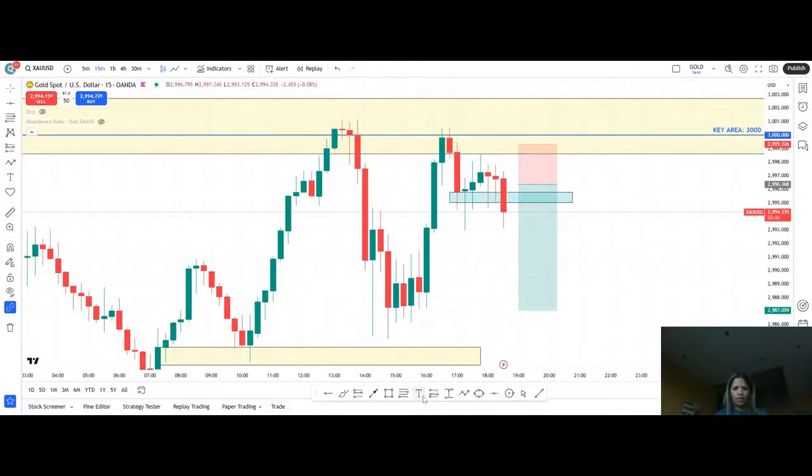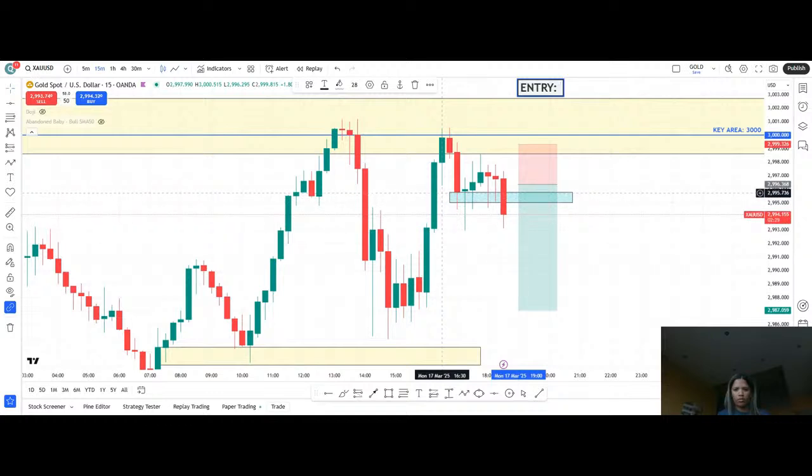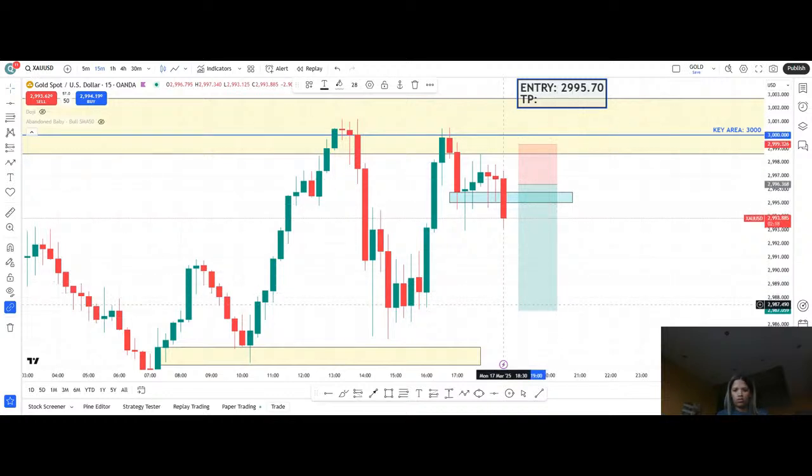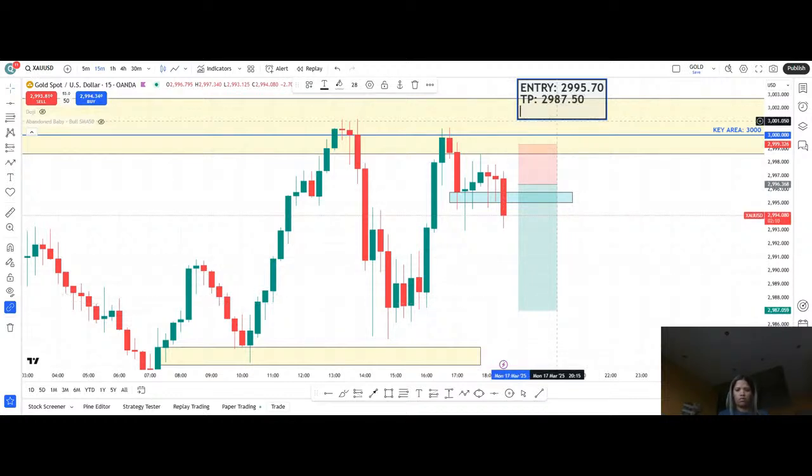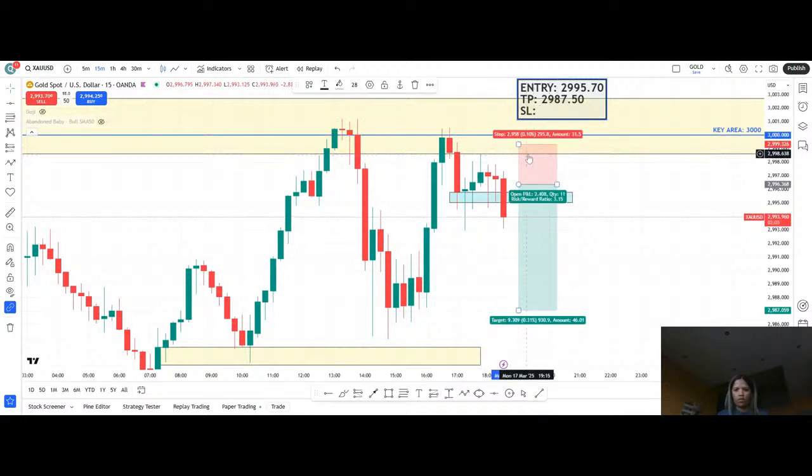So I'm gonna put up the entry here that I'm looking at. It's gonna be a quick scalp though. And take profit. And your stop loss. We said it's gonna be here, say 2999.